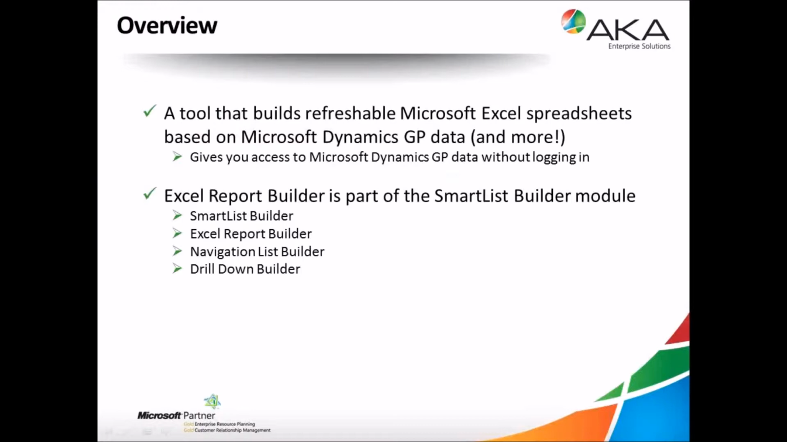So that module, the Smart List Builder module, encompasses 4 tools, which are Smart List Builder, which builds additional Smart Lists, the ones that ship with Smart List by default. And then there's Excel Report Builder, which, instead of taking the information from GP in Smart Lists and then taking it to Excel, you're taking it directly in Excel. You're pulling the information down. If you want to take the return trip in Excel and be able to drill back into GP, that's where Navigation List Builder comes in, and the Drill Down Builder as well.